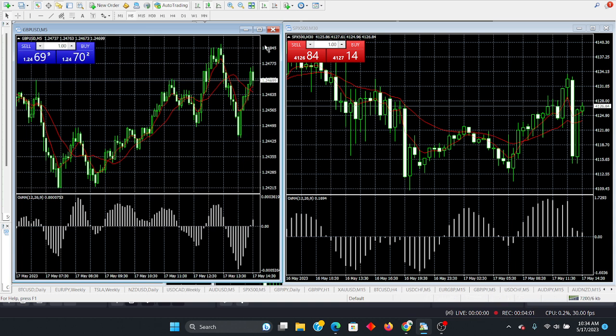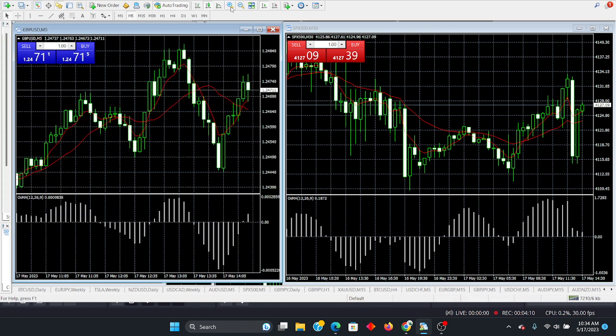Now we need to break the 24.84, 85, 86 level. And if we do that, then we can call this a valid stop run reversal. But this is a stop run reversal in the makings. I do think we're going to come up here and break this area.